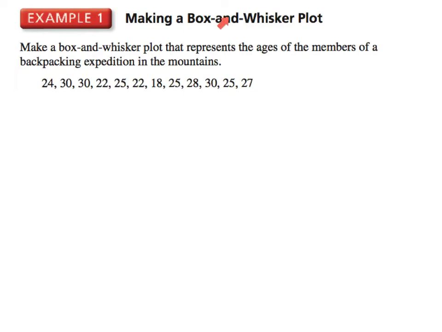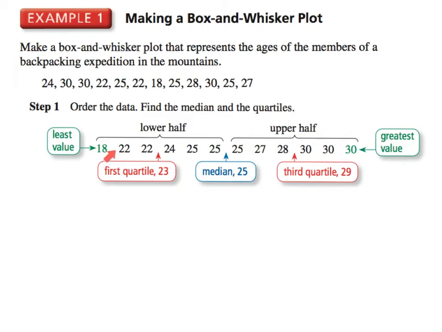So let's look at example 1, making a box and whisker plot. Make a box and whisker plot that represents the ages of the members of a backpacking expedition into the mountains. Here's all of our data. We need to first put it in order from least to greatest. So here we go. Here's all of our data. You will notice that the median, in this case, the average of these two middle numbers would be 25. So remember, this is quartile 2.